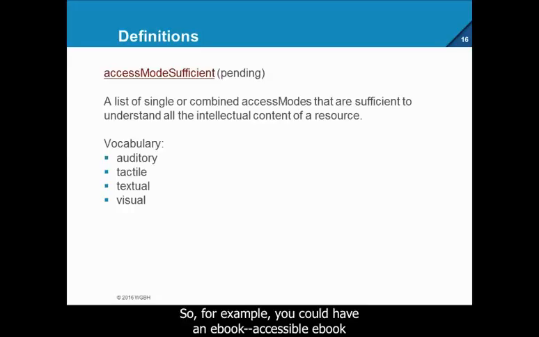So for example, you could have an accessible ebook that's mostly audio, a talking book, and the only text in there is the table of contents because it's used for navigation. Well, if you say that that book has text and audio, you might think that's useful to somebody who can't hear and wants to look at the book on the screen. But it's not, because it's not the full text of the document. The only sufficient access mode for enjoying that book would be audio. If you can't listen to the audio, you're not going to get the whole book.